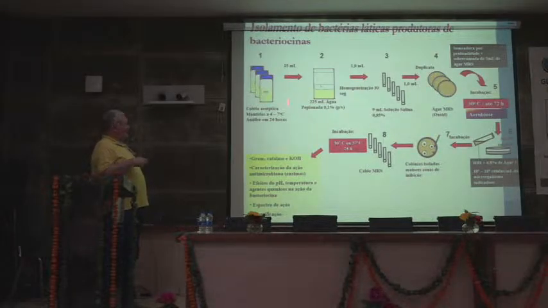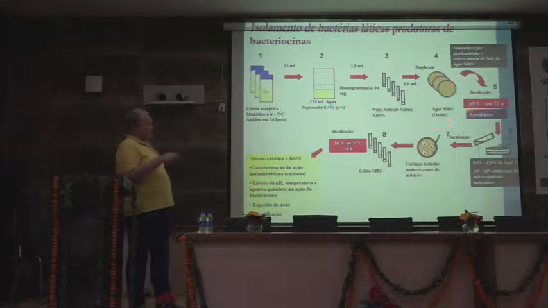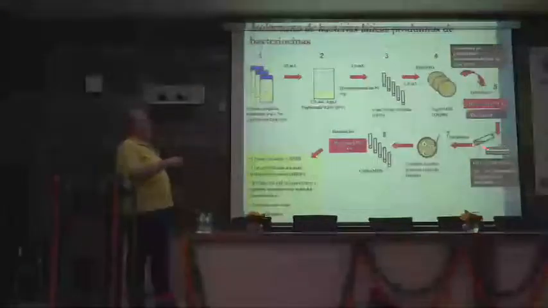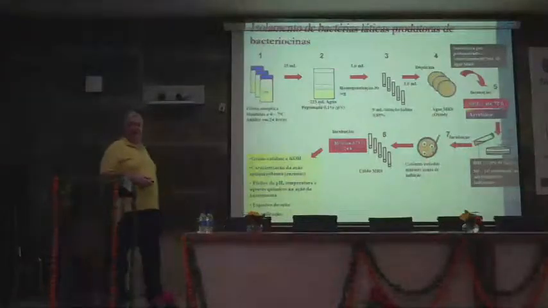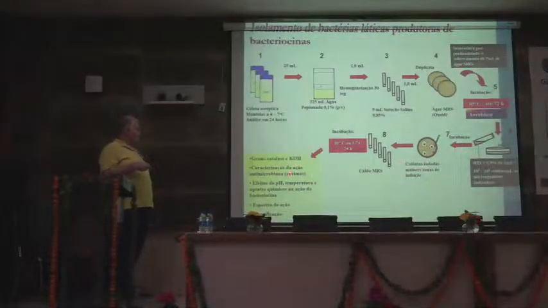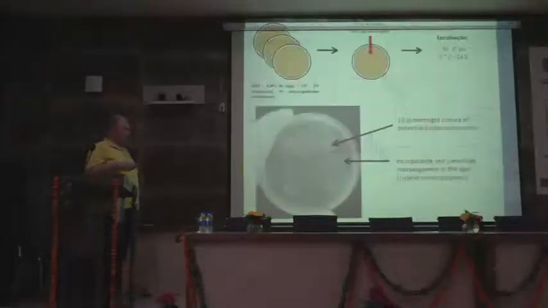You have the sample, sorry it's in Portuguese, but I'm explaining it now. Your samples you can mix with physiological water always. Then you can make a dilution, then you can plate on the agar, then you cover with another layer, then you incubate, then you observe the inhibition zones, if you have them. Then you pick one colony from the inhibition zone, you go to culturing them in liquid cultures, and then you check catalase, gram staining, and then some other tests.